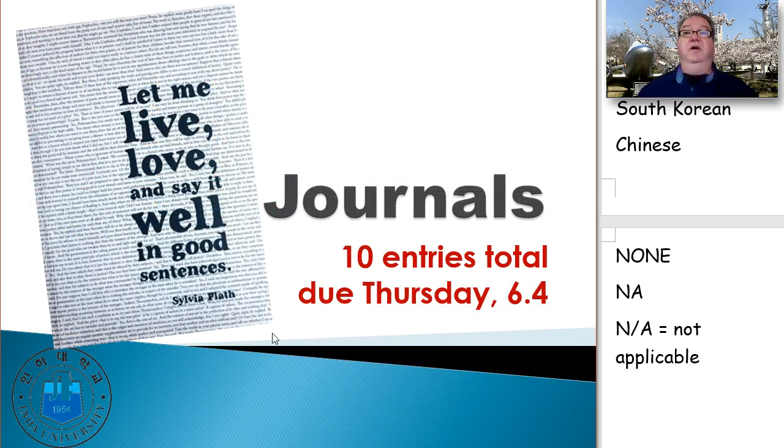Journals. You've already turned in 5 journals. You have to do 10 journals in total. So the other 5, which means you'll have 10 total, those are going to be due on Thursday, June 4th. Okay, Thursday, June 4th. All 10 of your journals will be due. The 5 that you've already done, plus another 5, for a total of 10.